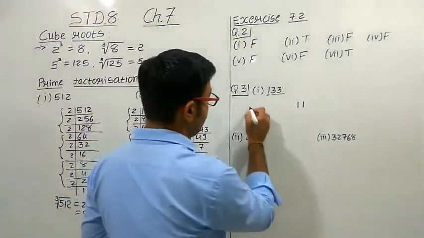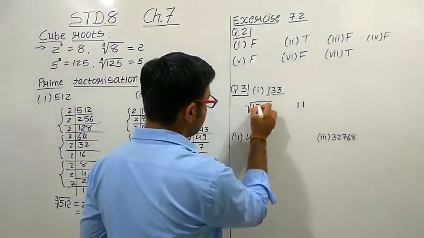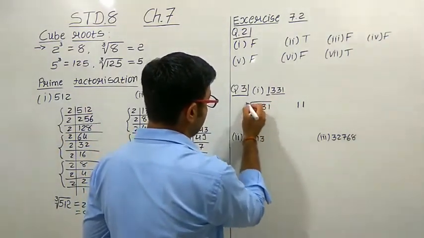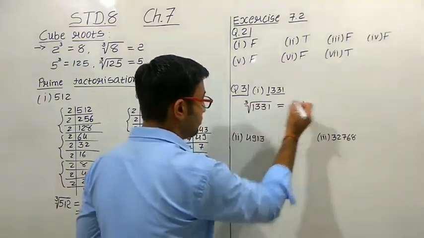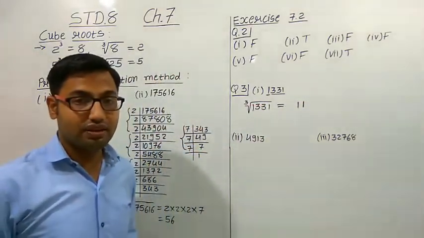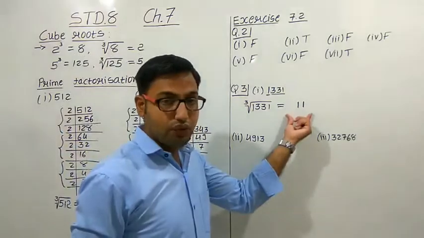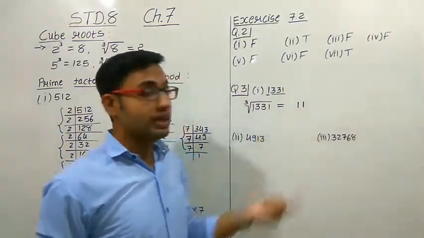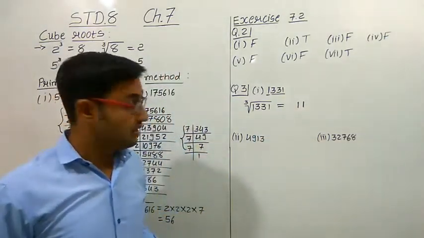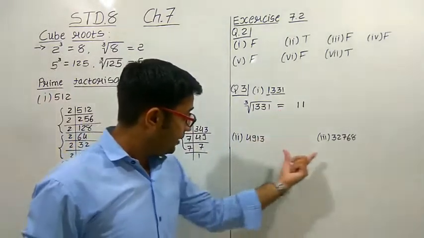That means the cube root of 1331 is equal to 11. This is a very simple method to find the cube root, and it is called the estimate method. Let us apply the same thing here also.